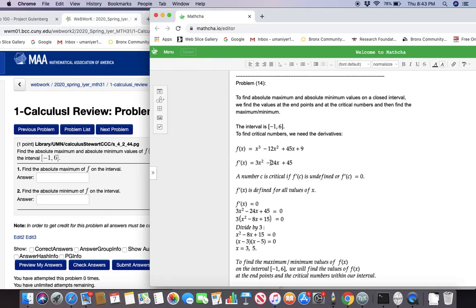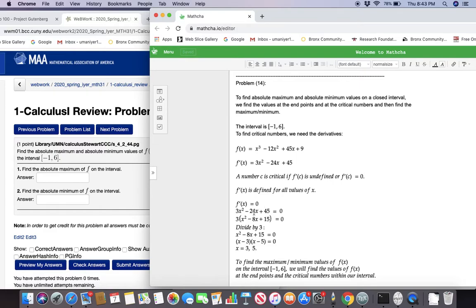Now look at the derivative. It is a polynomial. It is defined everywhere, for all values of x. So the undefined part is irrelevant for this problem. What is relevant? Derivative equals 0. So let's set the derivative equal to 0. All of this equals 0.